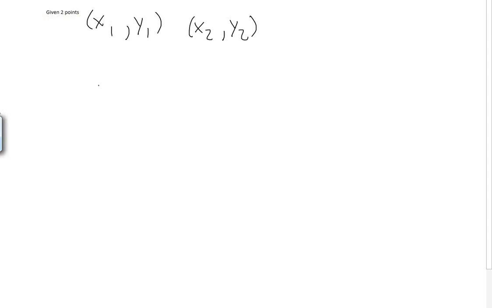So if we're given these 2 points, then the slope between them is found by taking y2 minus y1 over x2 minus x1. Remember that the slope is the rise over the run, so we have the y values over the x values, the change in y over the change in x. So you can remember this as rise over run again, being y2 minus y1 over x2 minus x1.